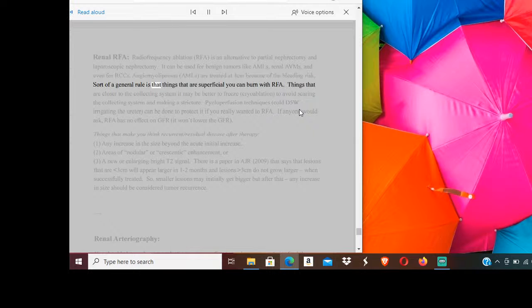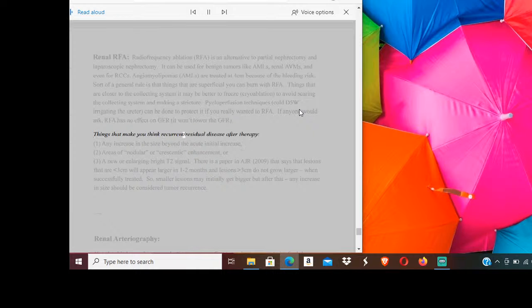Sort of a general rule is that things that are superficial you can burn with RFA. Things that are closer to the collecting system it may be better to freeze, cryoablation, to avoid scarring the collecting system and making a stricture. Pyeloperfusion techniques, cold D5W irrigating the ureter, can be done to protect it if you really wanted to RFA. If anyone would ask, RFA has no effect on GFR, it won't lower the GFR.